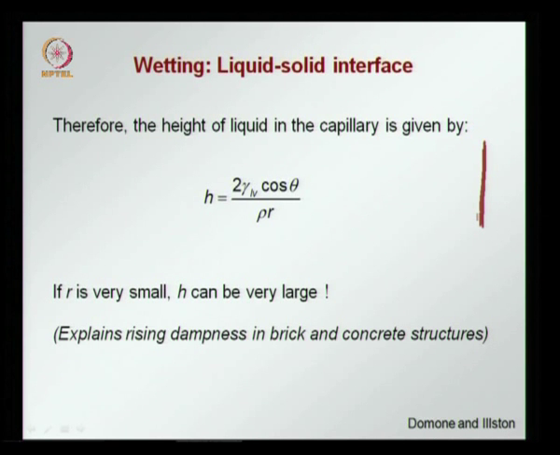And what we see from this equation is that when r is very small, h can be very large. This is very important for us because this explains why we have rising dampness in brick and concrete structures. One might often wonder why we see dampness rising from the floor working against gravity, and the explanation is surface tension. And when we have fine pores in materials like we do in brick and concrete structures, the surface tension pulls up the water and we see dampness rising in walls and columns.